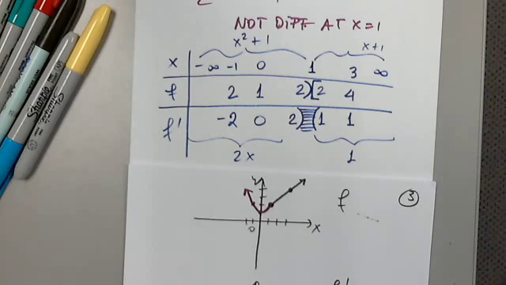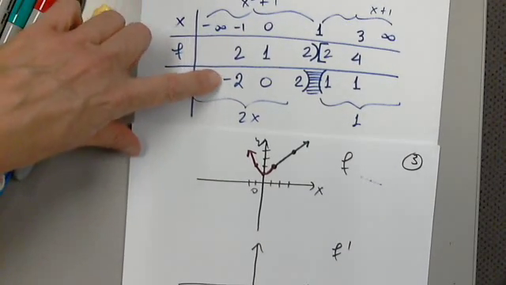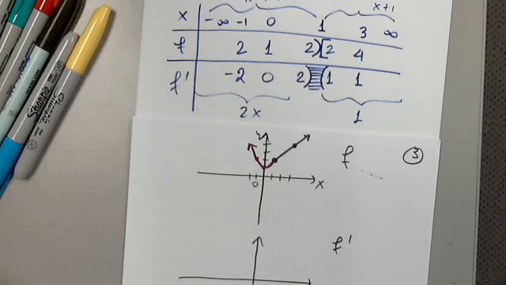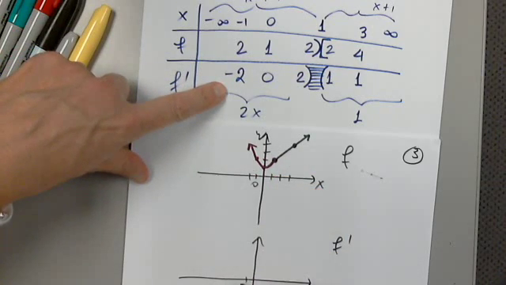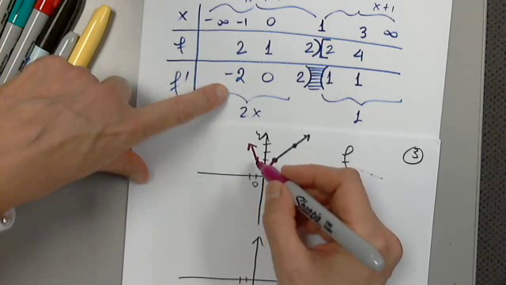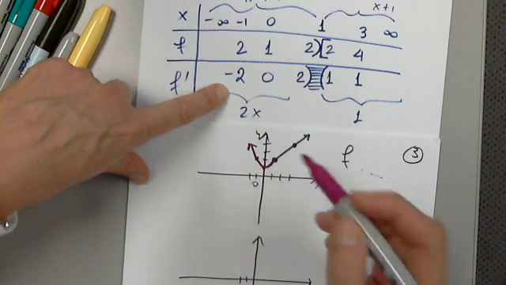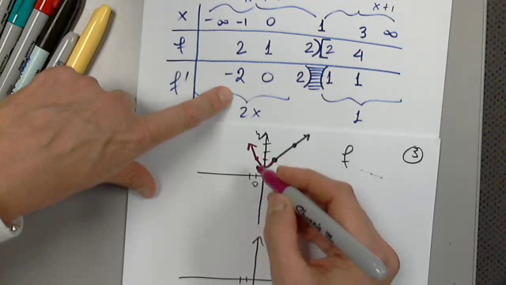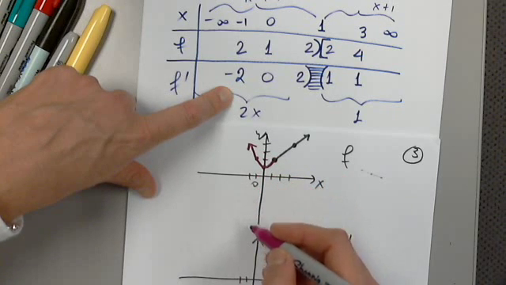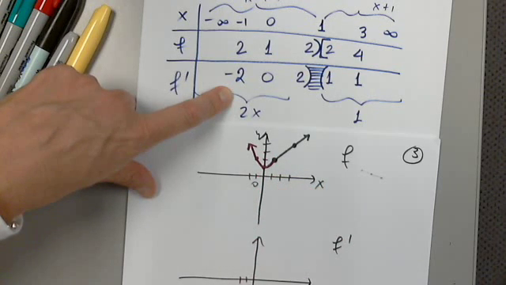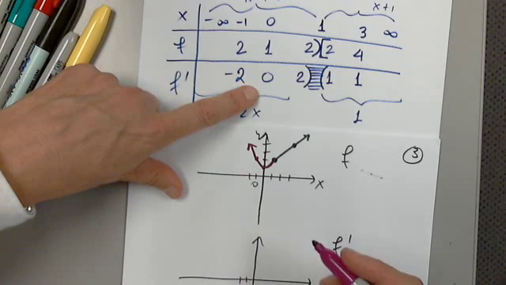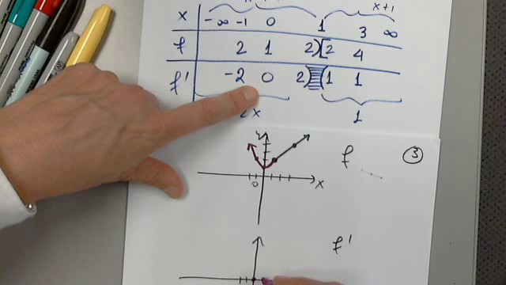Now for the same points, I graph f prime. When x is negative 2, here, did I put this at, no, I'm sorry. So that's correct. So at negative 1 is negative 2. At 0 is 0. At 1 is 2 with an open point.